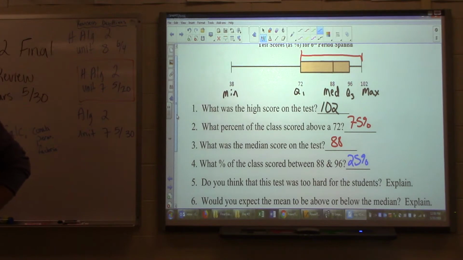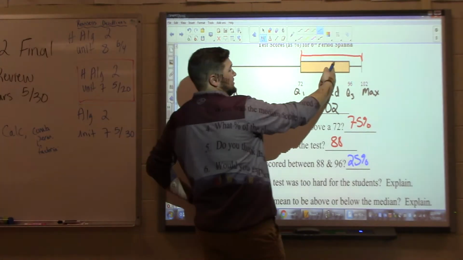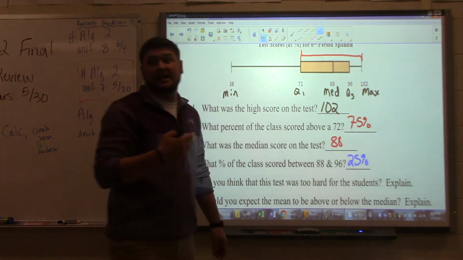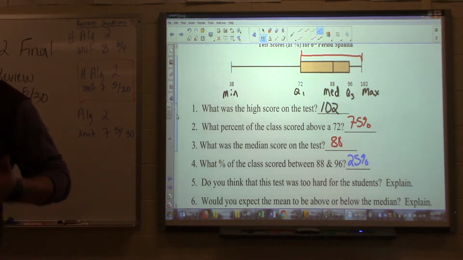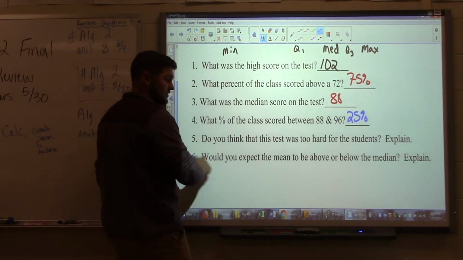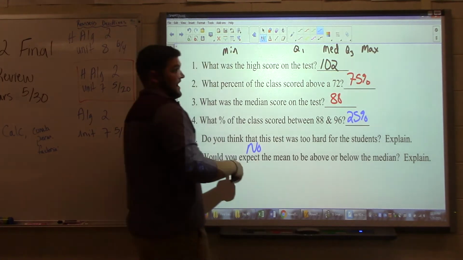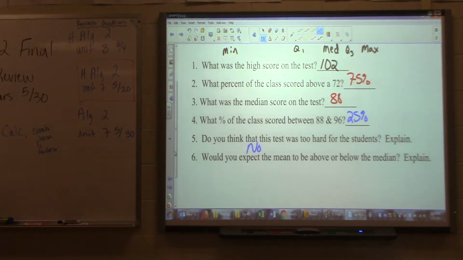I would agree. It wasn't too hard. The reason I would cite is because either 50% of them got above an 88 or 75% of them got above a 72. So if anything, I would say it was too easy. I would say no, though. It's not too hard. Half of them got over an 88%. That's a pretty good percentage, right? So that's not too hard.